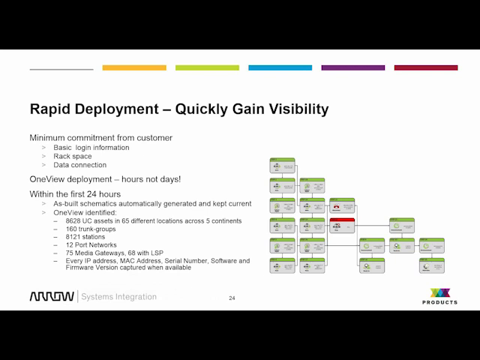So once we had the system running for 24 hours, we identified all the assets. There were over 8,000 assets in 65 locations across 5 continents, 160 trunk groups, over 8,000 stations, 12 port networks, 75 media gateways, 68 with an LSP, and we have every IP address, MAC address, serial number, software, and firmware version captured and documented.